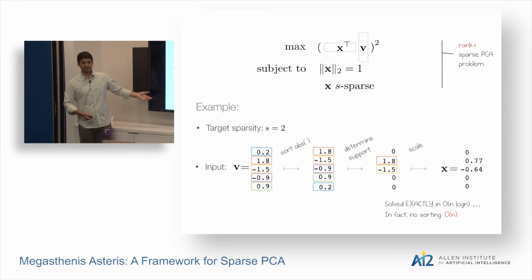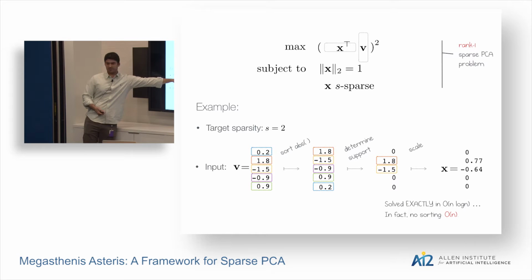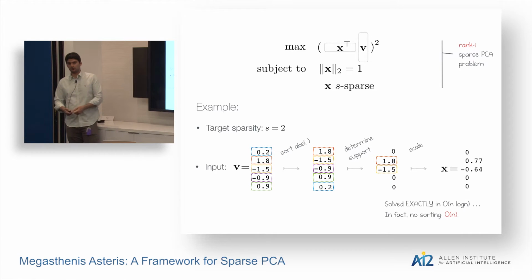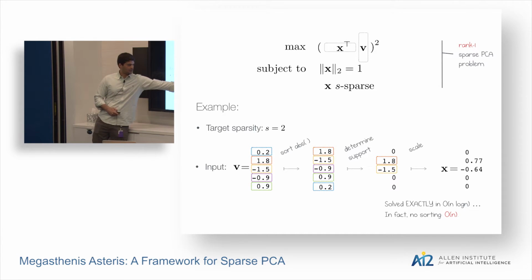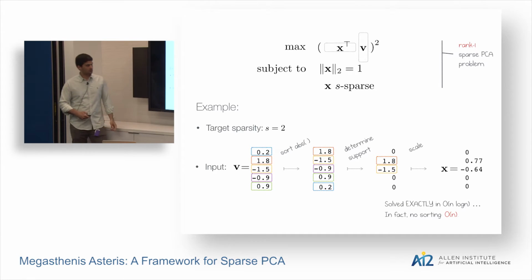So through an example, we are given v, this is the input to the algorithm. The target sparsity s is also an input. Let's say that we are looking for a 2 sparse vector. So the way I'm going to build x is look at the entries of v, sort them by absolute value, choose the 2 largest ones. So in this case it is the orange and the yellow one. This determines the support of my solution. And then to get x, all I have to do is just normalize to make sure that the length is equal to 1. Okay? And this is the optimal solution for this rank 1 sparse PCA problem.